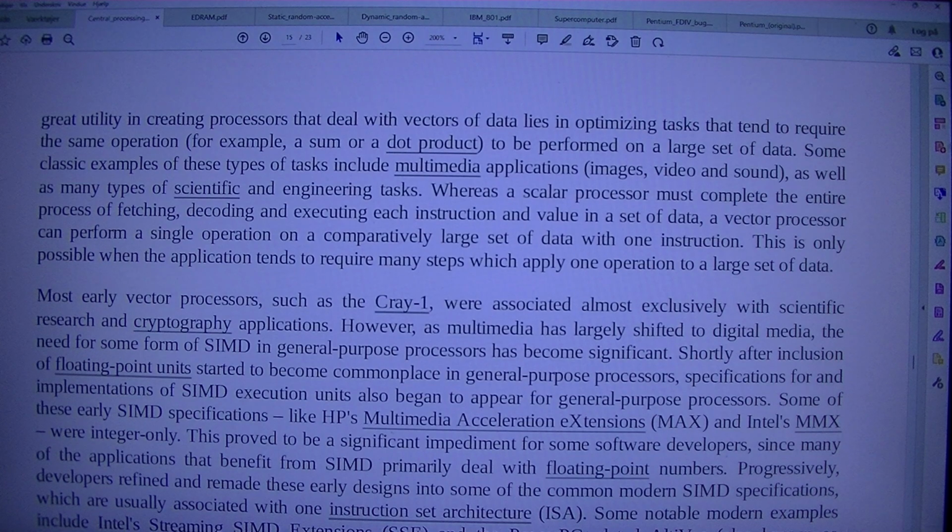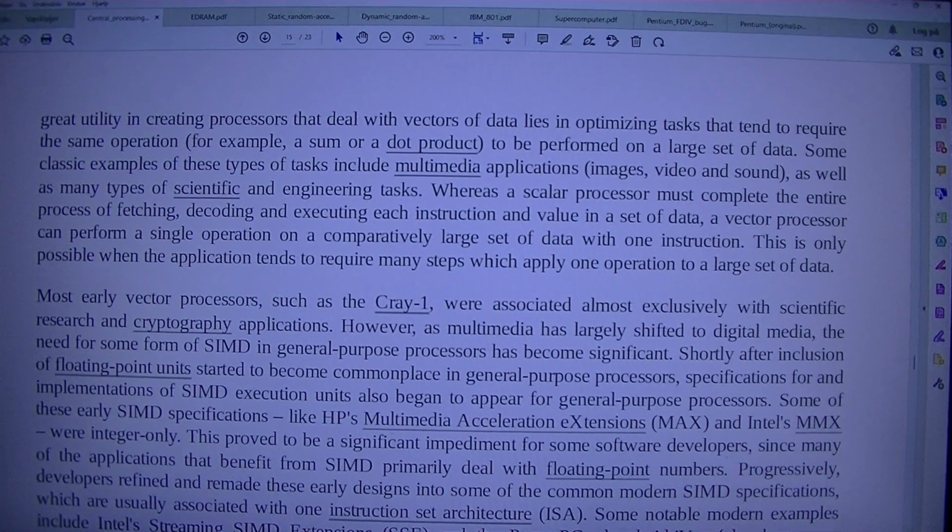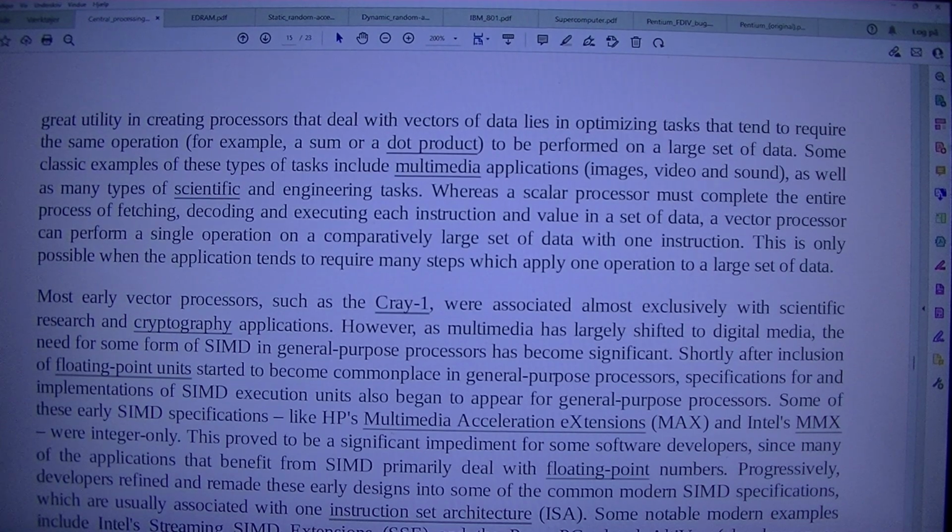The great utility in creating processors that deal with vectors of data lies in optimizing tasks that tend to require the same operation, for example a sum or a dot product, to be performed on a large set of data. Some classic examples of these types of tasks include multimedia applications, images, video and sound, as well as many types of scientific and engineering tasks.